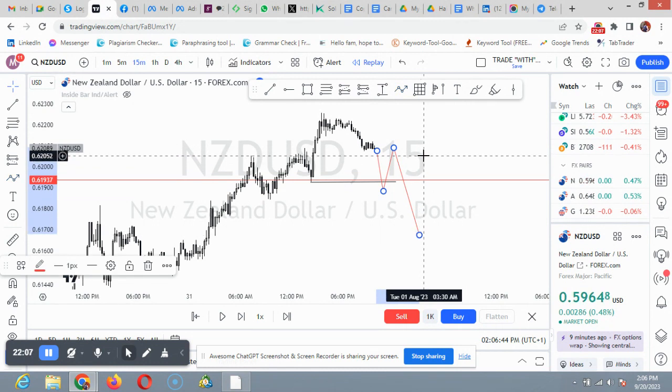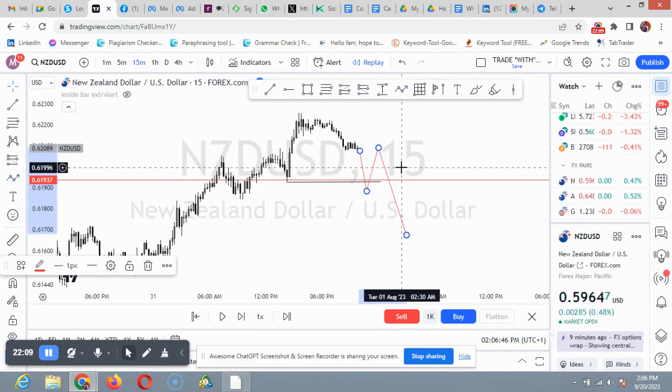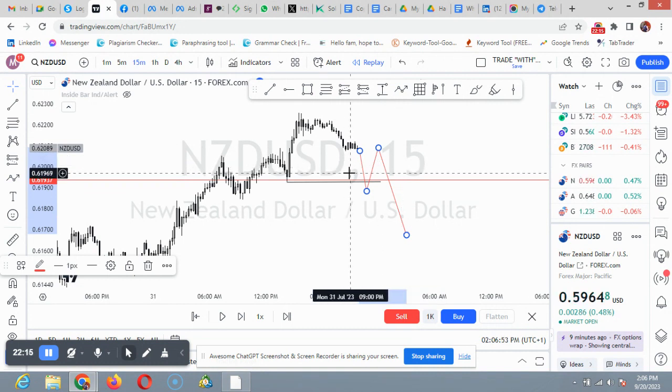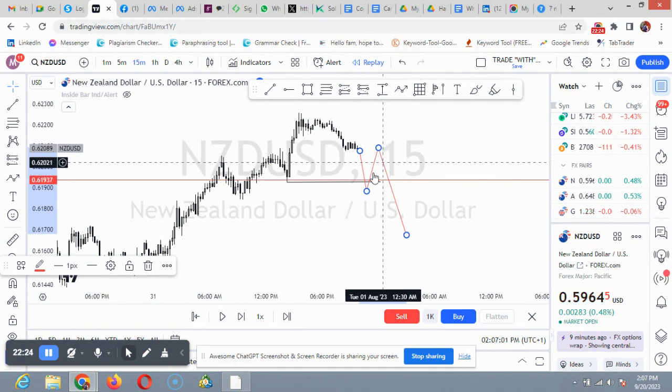I hope this makes sense. Alright, so I will explain this entry model to you. This is called a church entry model. I will explain it to you guys in our subsequent classes. But in this class, I just want to explain how you can identify high probability sell and high probability buy trading opportunities. I hope this makes sense.